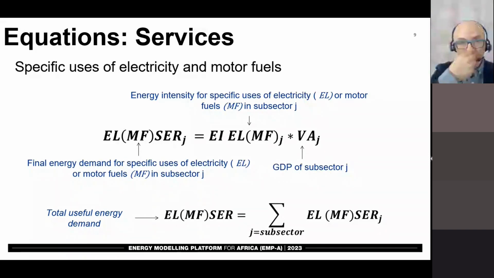For the specific uses of electricity and motor fuels, we will use the same generic equation, so that for each subsector, the useful energy demand for specific electricity uses or motor fuels will be given by multiplying the energy intensity for specific use or for motor fuels by the GDP of the subsector, and the total useful energy demand will be the aggregation of this useful demand for the different subsectors.